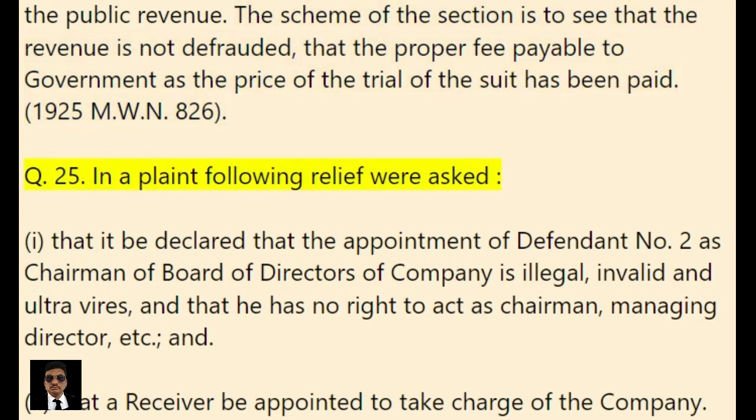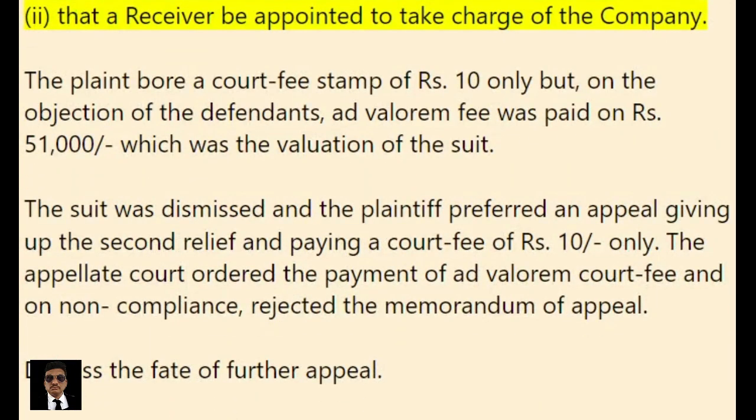Q. 25. In a plaint the following reliefs were asked. 1. That it be declared that the appointment of defendant number 2 as chairman of the board of directors of the company is illegal, invalid and ultra vires, and that he has no right to act as chairman, managing director, etc., and 2. That a receiver be appointed to take charge of the company.